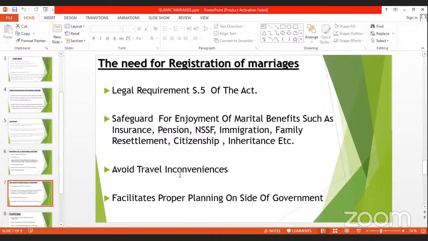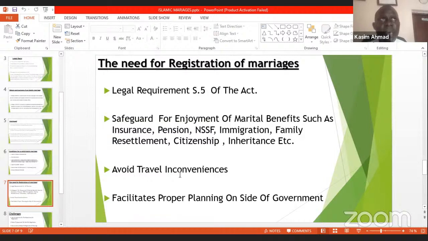The same thing happens with pensions, NSSF, and immigration. When one spouse is a citizen of another country, by virtue of being married, you can also become a citizen of that country. But you can't do that if you don't have evidence showing that you are duly married. So all of those things, even when it comes to inheritance.